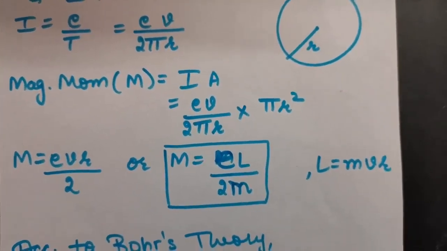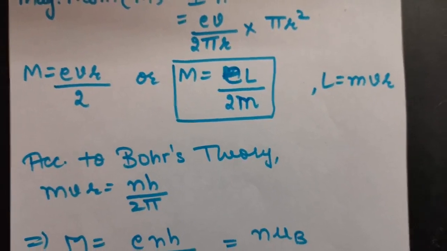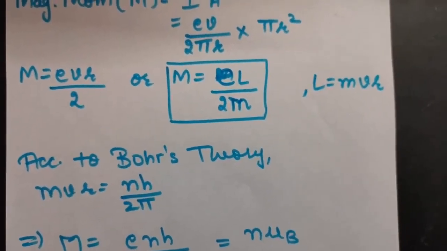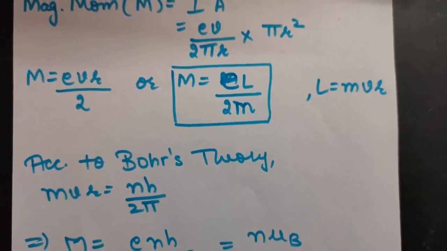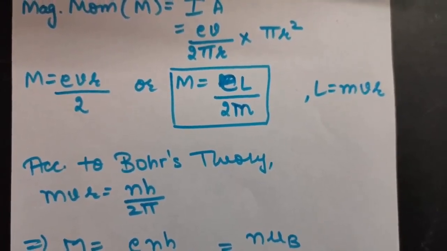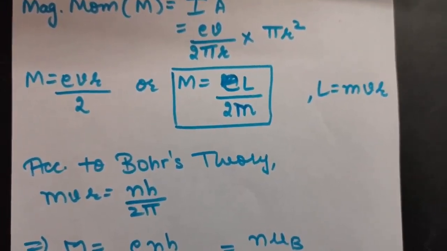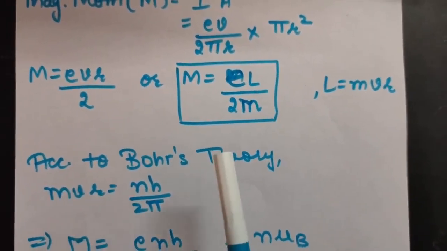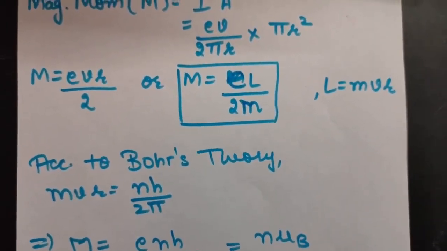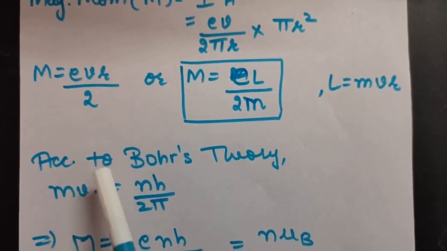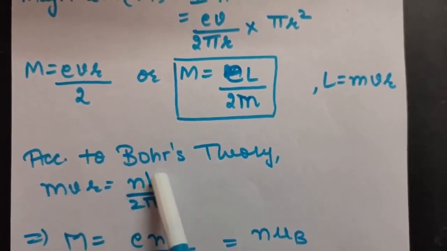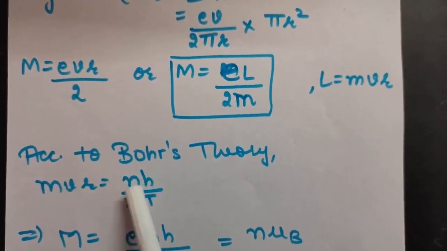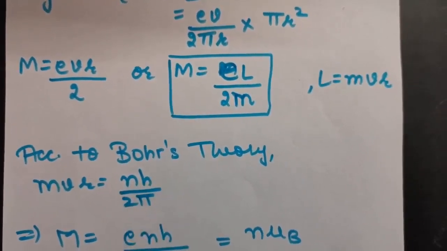Now, according to Bohr's theory, an electron in an atom can revolve only in certain stationary orbits in which the angular momentum of the electron is an integral multiple of h upon 2 pi. That is, according to Bohr theory, the electron will revolve only in those orbits for which angular momentum is equal to n times h upon 2 pi, where n is an integer and h is Planck's constant.